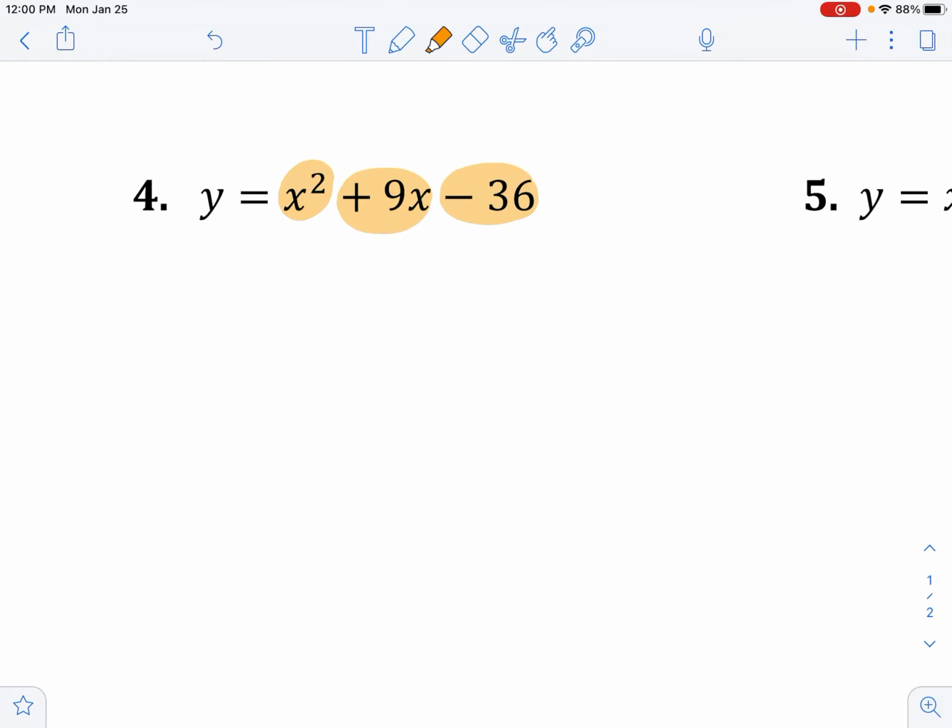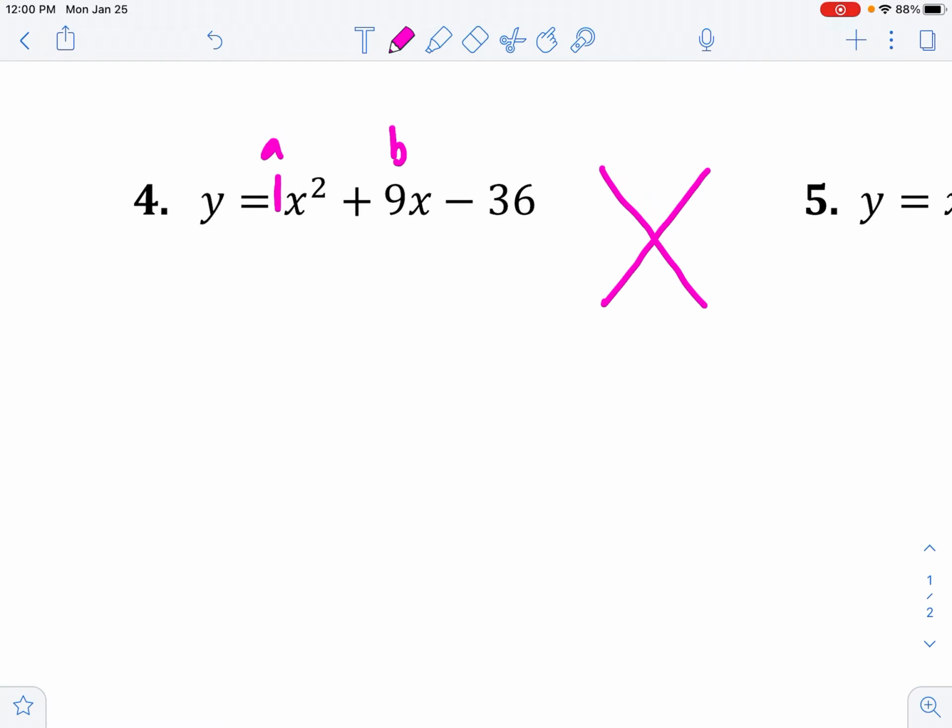All right, next one has three terms, x squared, 9x, and negative 36. Do they have anything in common? No. But there are three terms, so I'm going to use my x here to organize this. Remember, your a value is your value in front of your x squared. Your b value is your value in front of your x. And your c is your constant, the one that has no variable on it. So you're going to do a times c, which is negative 36, add to give you b, which is 9.